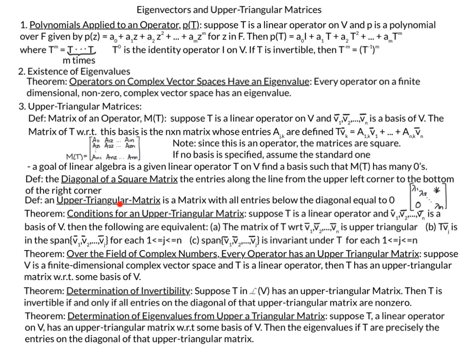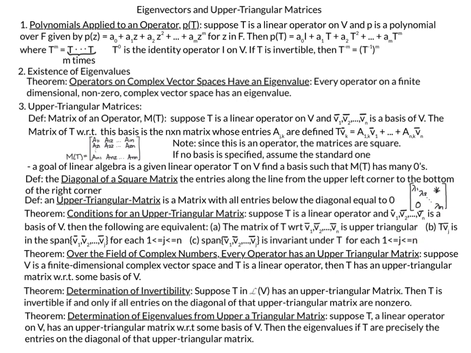Then the question becomes, when is it possible to have an upper triangular matrix? And we have this theorem, conditions for an upper triangular matrix. Suppose T is a linear operator and V1, V2, up to Vn is a basis of V. Then the following are equivalent. 1, the matrix of T with respect to our basis is upper triangular. 2, T of Vj is in the span of V1, V2 up to Vj for every j between 1 and n. And 3, the span of V1, V2 up to Vj is invariant under T for each j between 1 and n.